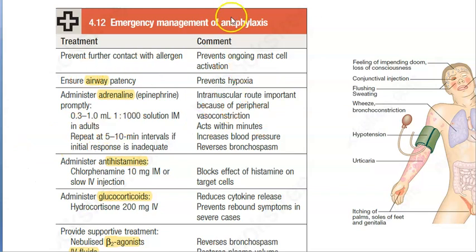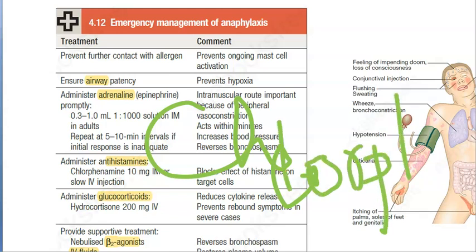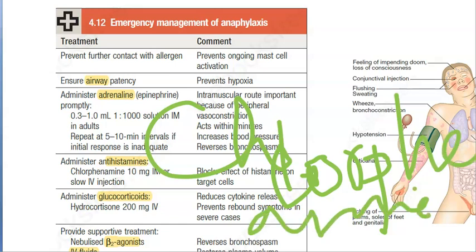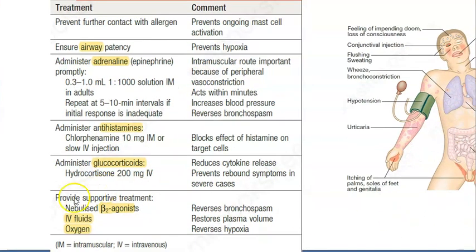Then because it is caused by histamines, you will give antihistamine. Which is the antihistamine they are talking about here? They are talking about chlorphenamine. Okay, chlorphenamine. You will give antihistamine. You can remember glucocorticoids like hydrocortisone you can give, to suppress the immune response, etc. Supportive treatment, you can give nebulization of beta agonists so that they can reverse the bronchospasm. IV fluids you will give so that you can increase the blood pressure, and oxygen can be given to reverse the hypoxia.